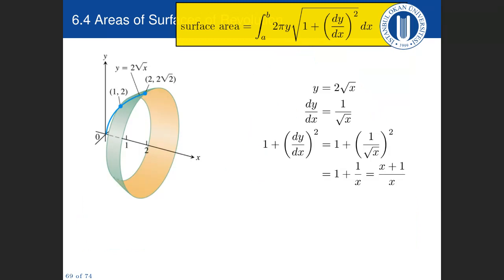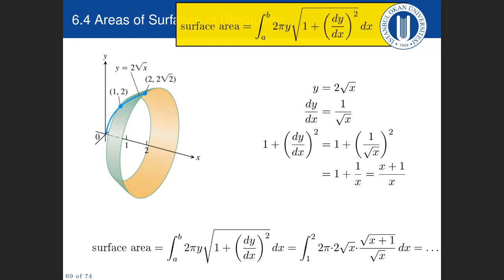Y is 2 root x, so dy dx is 1 over root x. That is continuous between 1 and 2, no problems there. 1 plus dy dx squared, that's the same as x plus 1 over x.